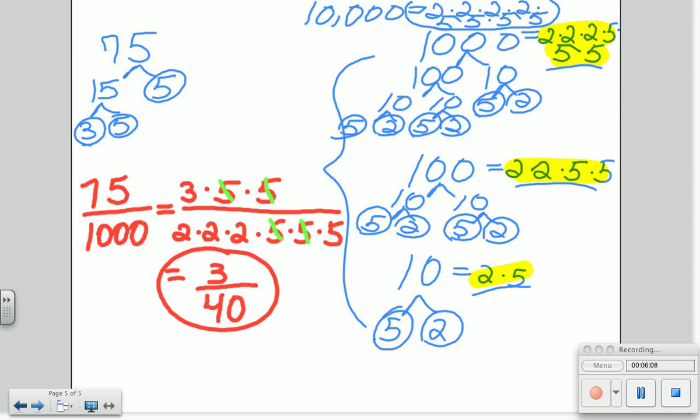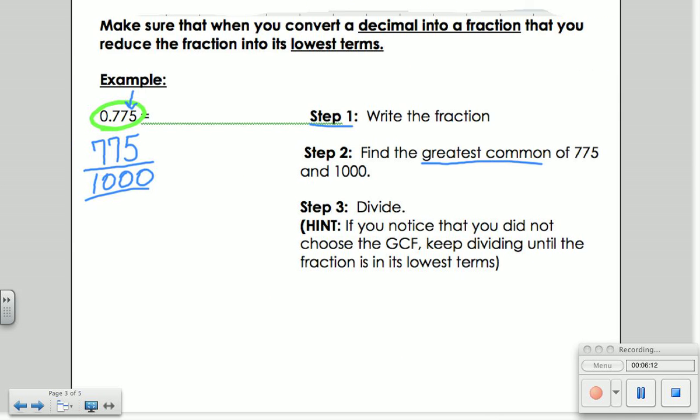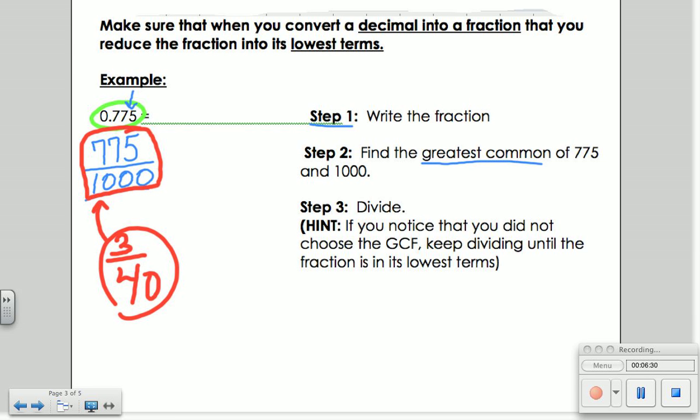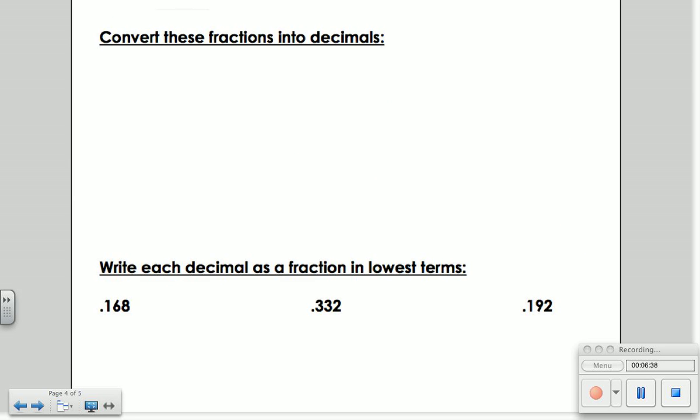And so if I skip a few pages, back to this, 3 over 40 was after we did all that work to find the fraction in lowest terms. Keep in mind, guys, that this right here is not in lowest terms. You must simplify to find your final answer. So just a real quick review.